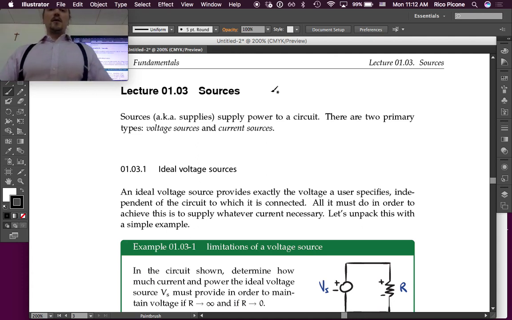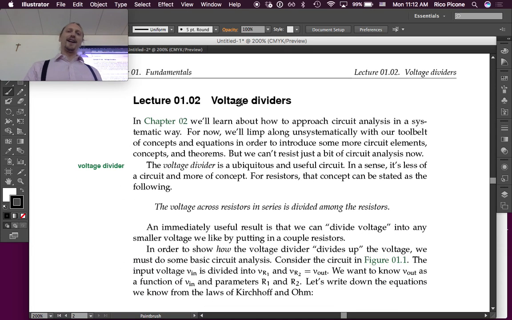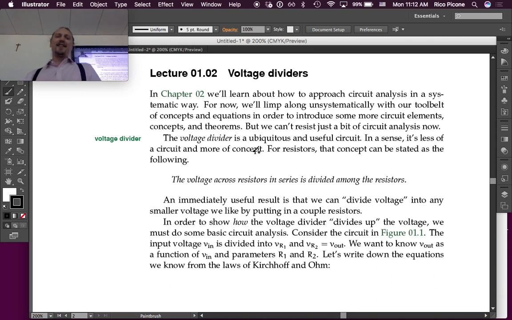1.3. Sources. Okay, so sources, also known as supplies, supply power to a circuit. There are two primary. Oh, no, wait, I'm on the wrong one, aren't I? Yeah. You guys are like, oh yeah, we're doing voltage dividers. It's like 1.3, we're not there yet. All right, voltage dividers, 1.2.